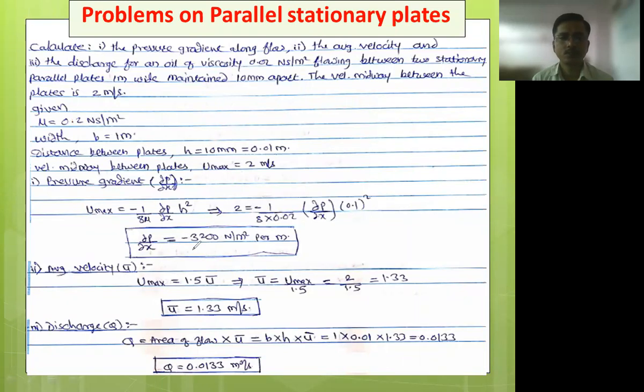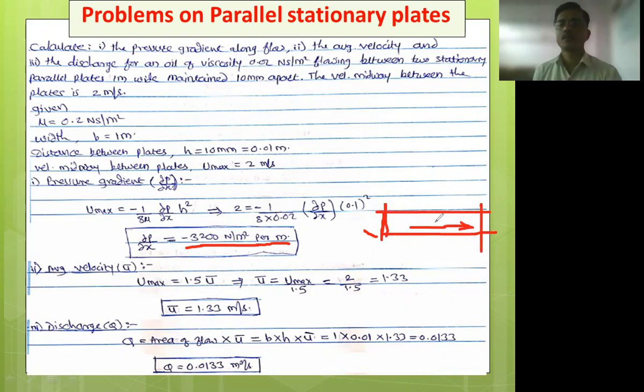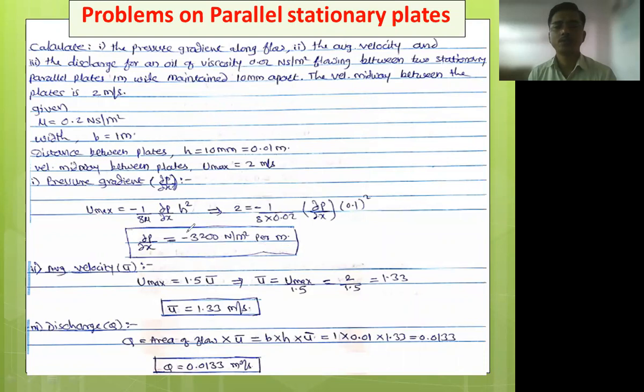So del P upon del X is equal to minus this much per meter length you will get. So why is this minus sign there? This minus sign shows that pressure intensity decreases along the length. Here the pressure intensity will be higher, the pressure gradient will be more, and as we go ahead the pressure intensity keeps decreasing. What is the reason? Due to the head loss. Because of viscosity, the head loss occurs there, and due to that head loss the pressure intensity decreases. So all of you got this value?